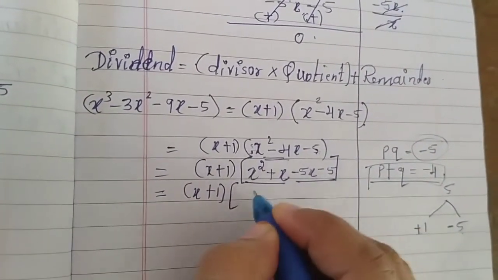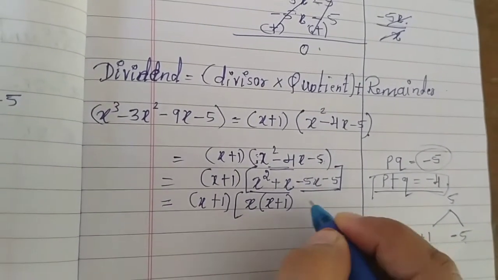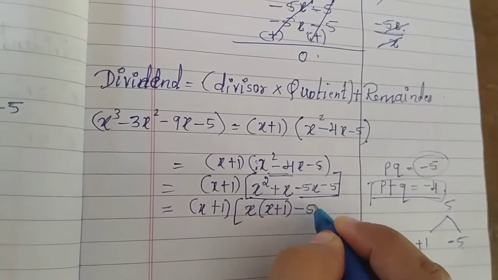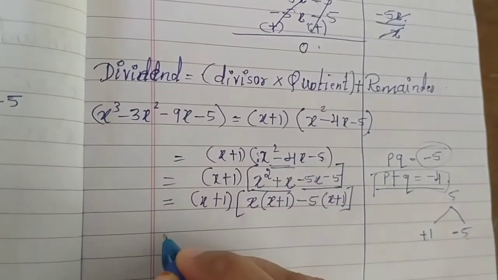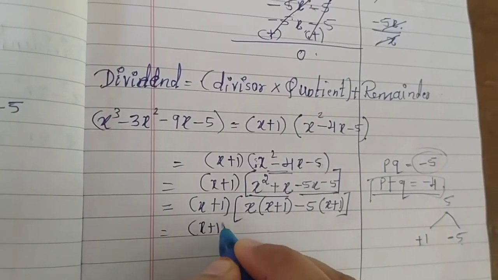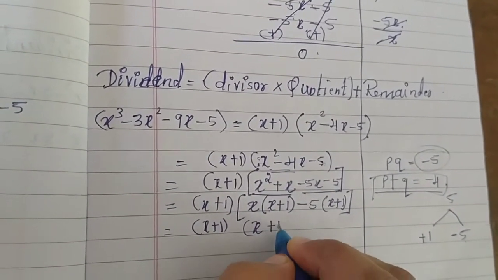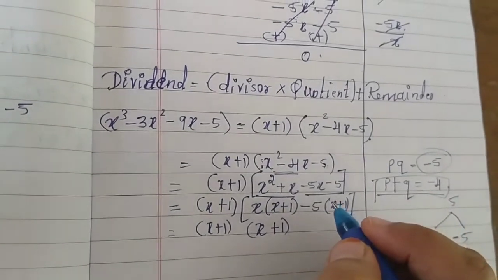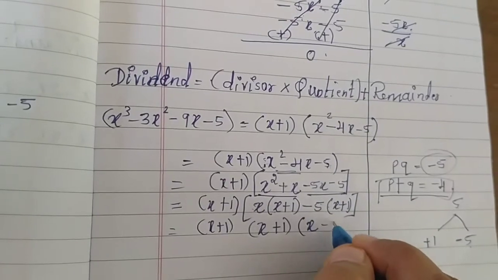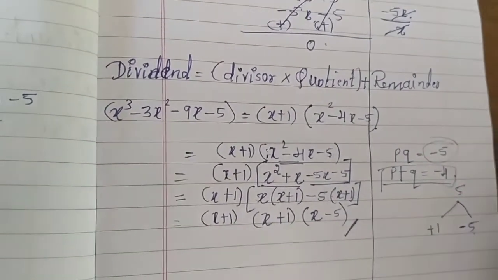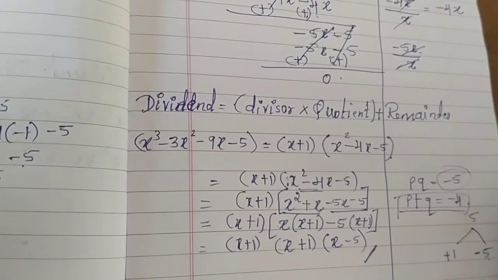here you have to group the terms. Here x is the common term, x plus 1 is remaining. Here minus 5 is the common, what is remaining? X plus 1. So x plus 1 as it is. Here which is the common term? X plus 1 is the common term, and next what is remaining? X minus 5. So these are the 3 factors of this cubic polynomial.